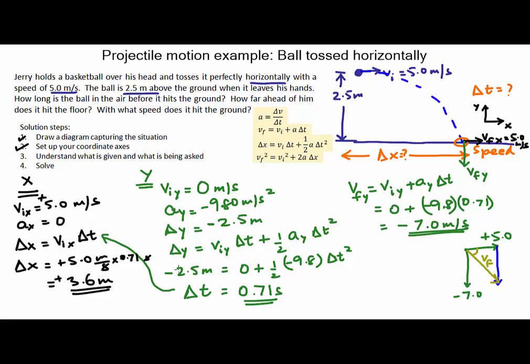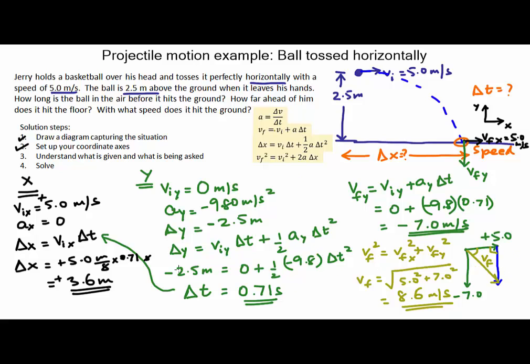But to solve for the magnitude here, now I got a right triangle. I want the hypotenuse. I know the legs. So V_f squared simply is V_fx squared plus V_fy squared. So this gives me for V_f the square root of 5.0 squared plus 7.0 squared. And that is 8.6 meters per second. So that's my final speed. If the question had asked for the angle of impact with the ground, we can easily figure that out from this right triangle using our SOHCAHTOA.